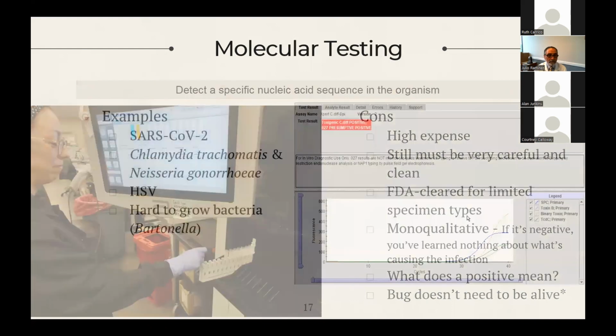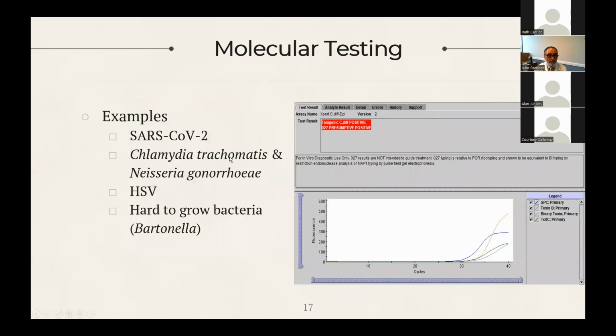Here are some examples. SARS-CoV-2, of course. Gonorrhea and chlamydia I've talked about. This is a graph here of output from a C. diff PCR that we run. PCR is also good for hard to grow bacteria. Bartonella is one that we send out a lot. We don't do it in house. You don't culture Bartonella. We're not going to do that.